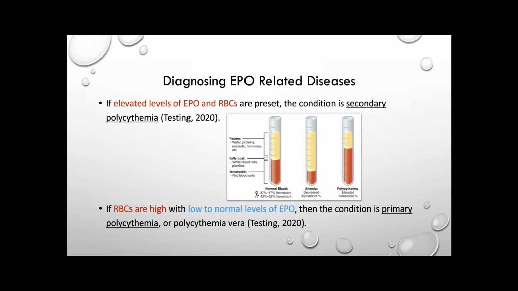If elevated levels of EPO and RBCs are present, the condition is secondary polycythemia. If RBC levels are high with low to normal levels of EPO, then the condition is primary polycythemia or polycythemia vera.